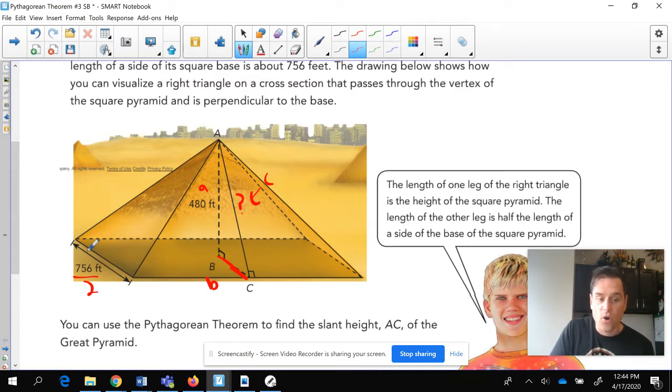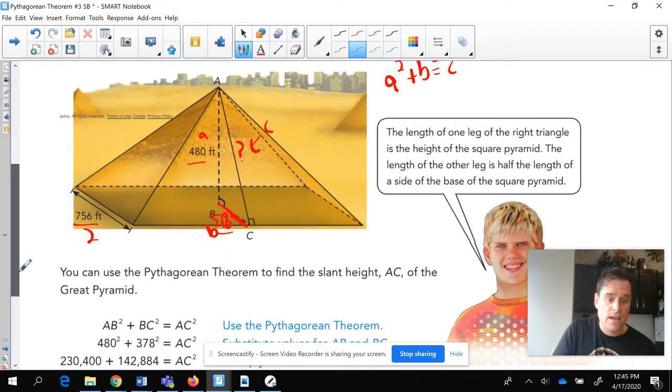If the full way is 756, we can divide that by 2, and 756 divided by 2, we get 378. Well, these are big numbers, but now we have both of these numbers. We have our A and our B. We can plug it into our formula, A squared plus B squared equals C squared, and we can solve this problem.